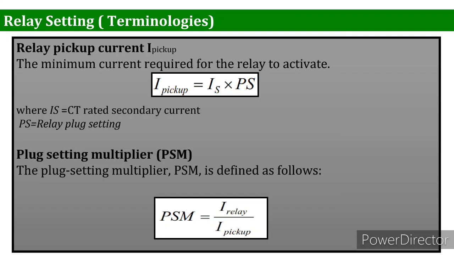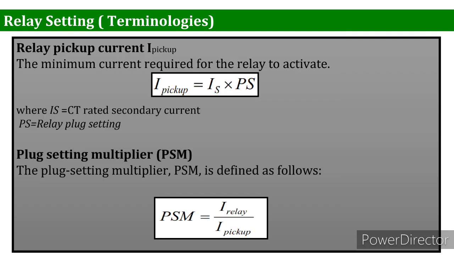The second one is the plug setting multiplier, that is PSM. Basically it is the ratio between the relay current and the pickup current, where the relay current is the current through the relay operating coil.